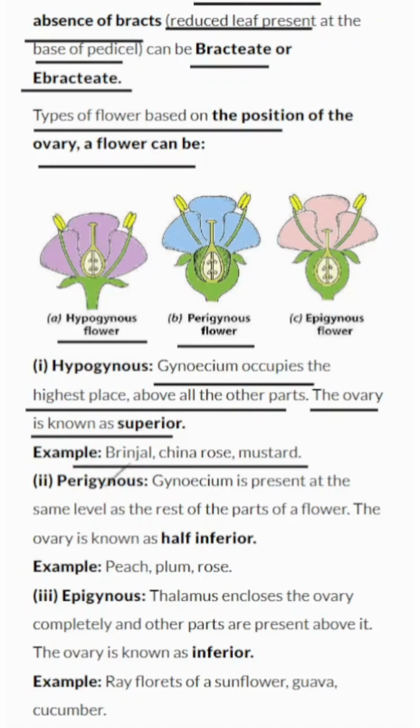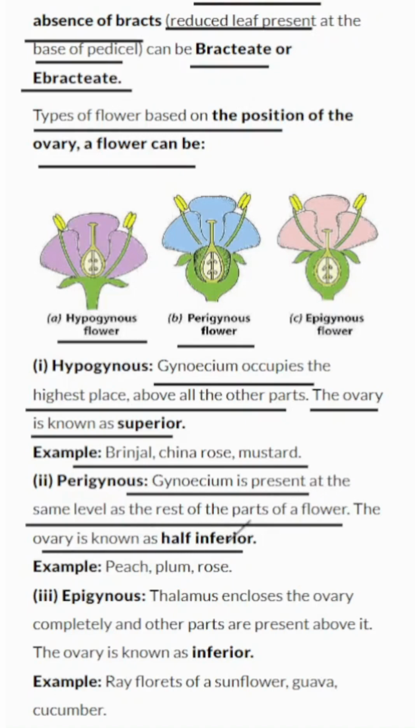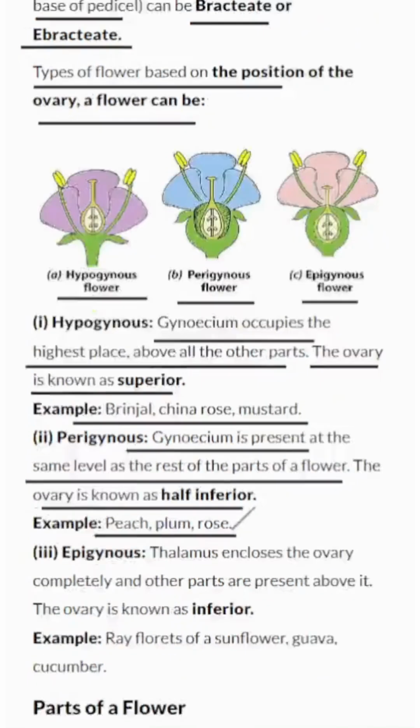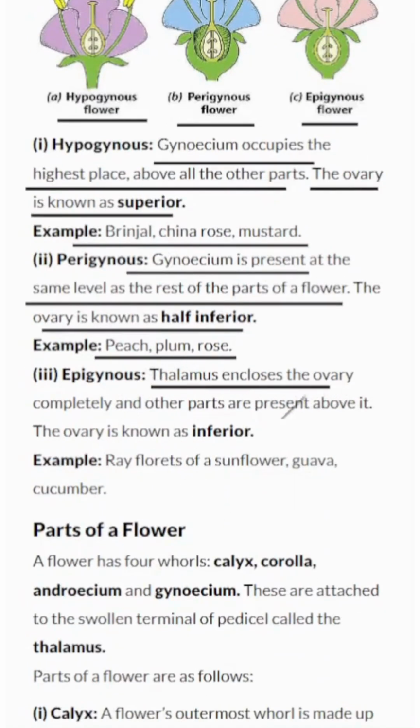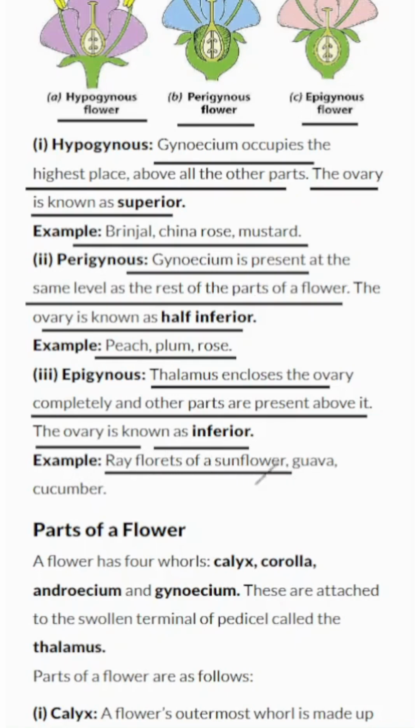Perigynous. Here, the gynoecium is at the same level as the other parts of the flower. The ovary is termed half inferior. Peach, plum, and rose flowers are excellent examples. Epigynous. In these flowers, the thalamus, the flower's receptacle, encloses the ovary completely, and other flower parts are positioned above it. The ovary is called inferior. A fascinating example is the ray florets of a sunflower, guava, and cucumber flowers.